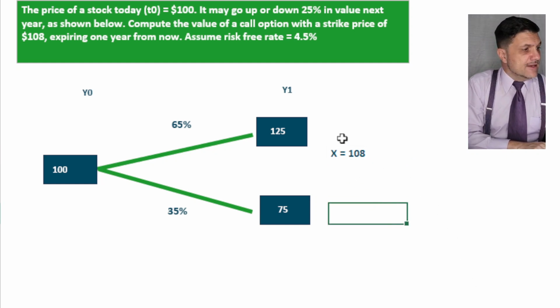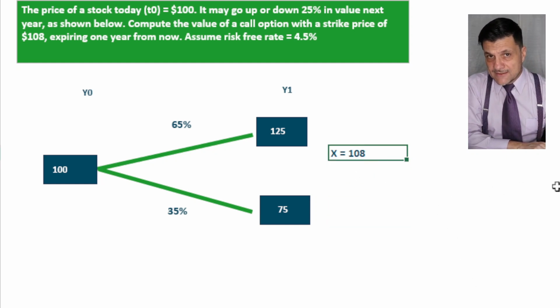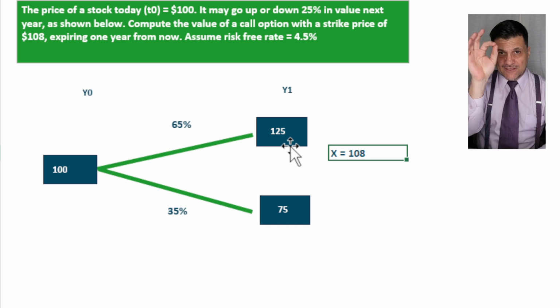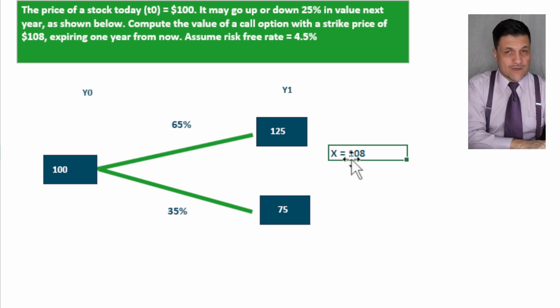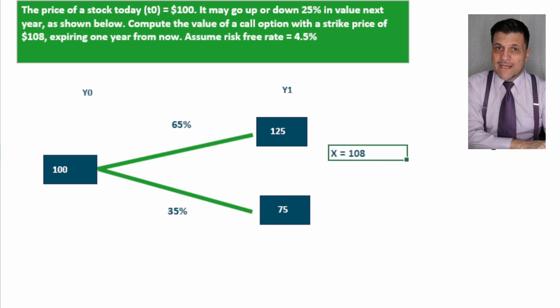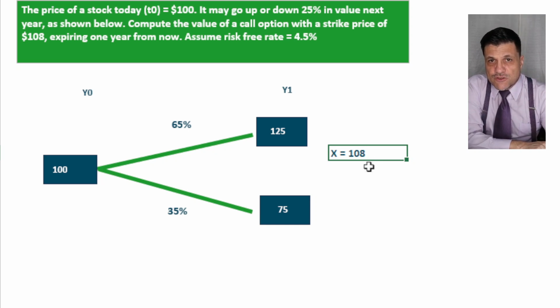All right. If the strike price is 108, do you know what it means? It means that if the stock is above 108, you can buy the stock for 108 and sell it at the higher price in the market. That's how we make money on a call option. But if the stock is below 108, you're not going to make any money. The option is not going to be exercised. It's going to expire.